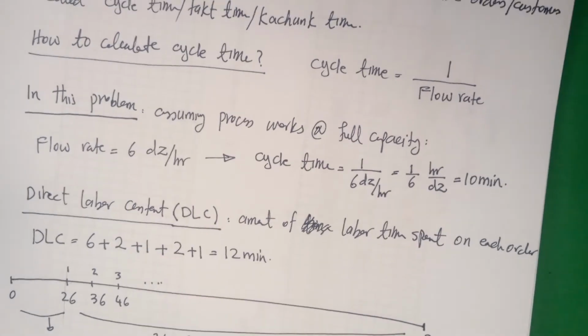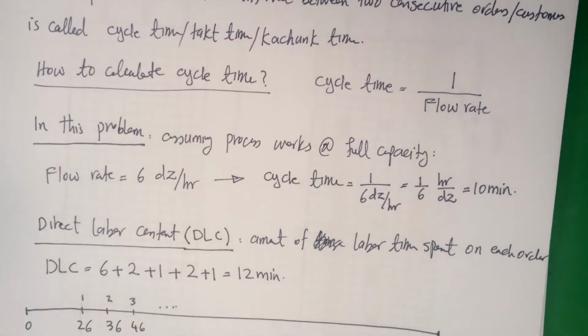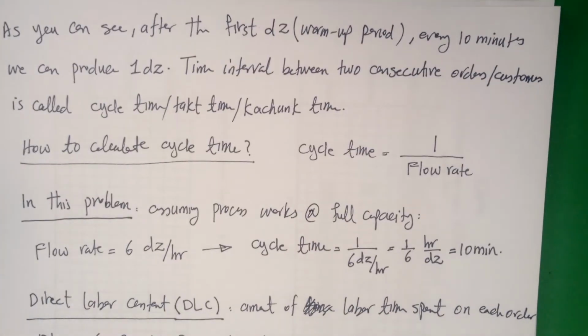now let's see how we can calculate cycle time before answering that question that I asked you about 5 minutes ago. We saw that cycle time, in this case, is 10 minutes, and we found it using a Gantt chart. However, that is not the best way to find cycle time. Cycle time is much easier to find: cycle time is equal to 1 over flow rate. If I consider that this process works at full capacity, then my flow rate is equal to my capacity, which is 6 dozens per hour. In that case, my cycle time is 1 over 6 hours per dozen, which brings me to 10 minutes per dozen.